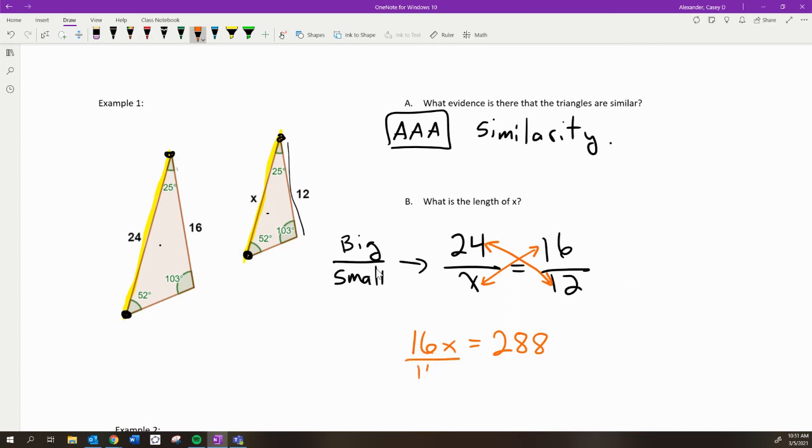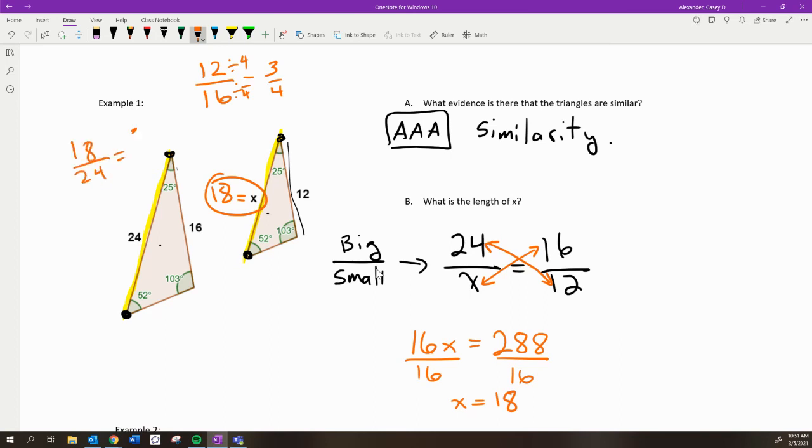And then if I just divide both sides by 16, you can check it with a calculator, but the answer you get is 18. So it turns out that this side has to be 18 units long if these sides are proportional, right? And think about it this way: 12 over 16, if I divide the top and the bottom by 4, I get 3/4. And if you do 18 over 24, that's also 3/4 if you divide the top and the bottom by 6. And so what that tells me is that this triangle is 3/4 the size of this triangle here. Okay, that's the dilation factor: 3/4.